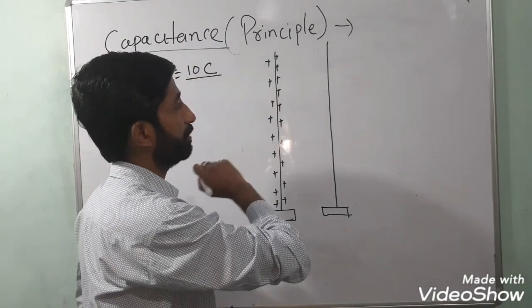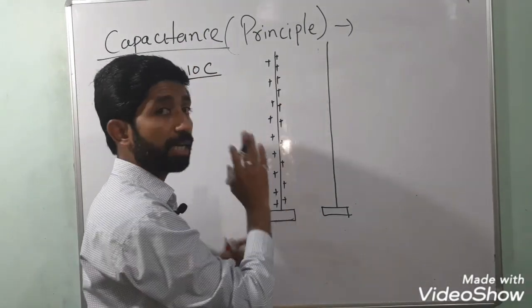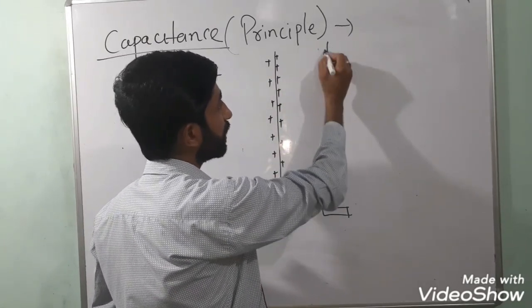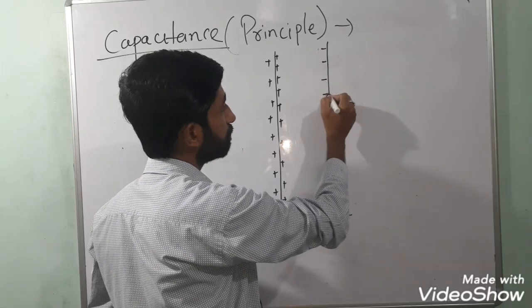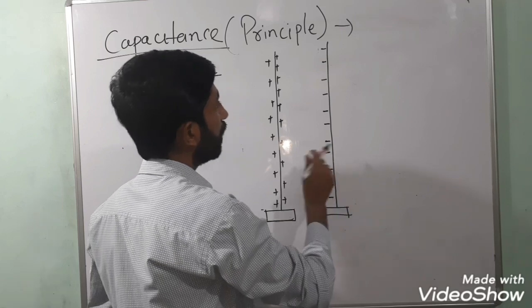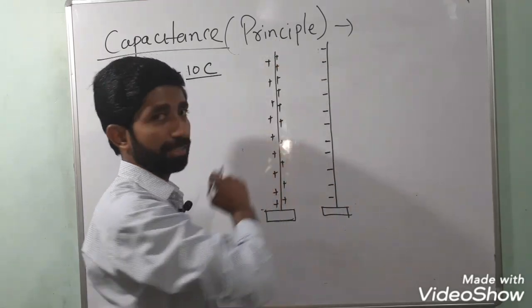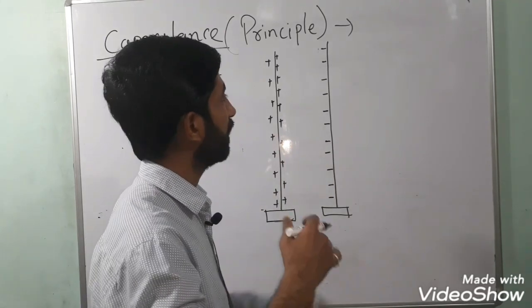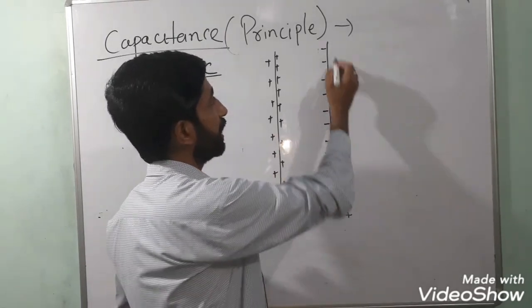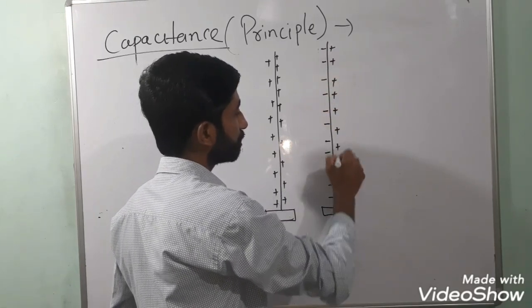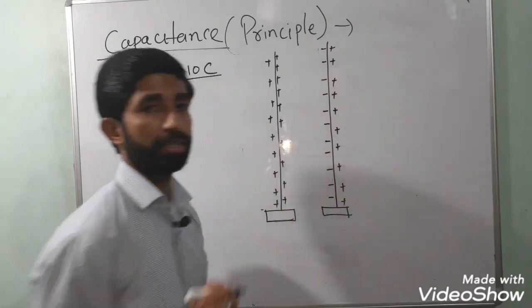The same thing happens. Due to this positively charged side, this side of the conductor gets negatively charged, meaning all the electrons come to the front side of this face. So where does the positive charge shift? It gets accumulated on the other side of the conductor.